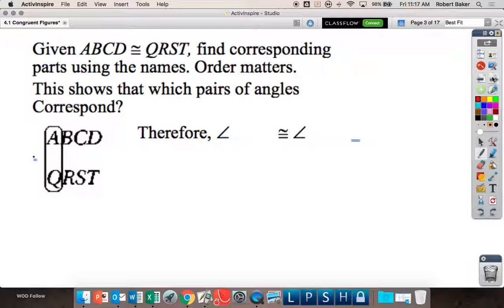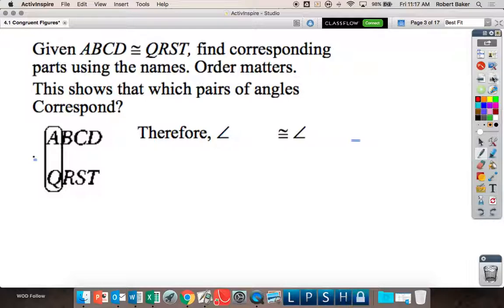So the circle technique says if you stack your statements, that A and Q correspond to each other. Cool, right? And then B and R correspond to each other, and C and S correspond to each other, and D and T correspond to each other.